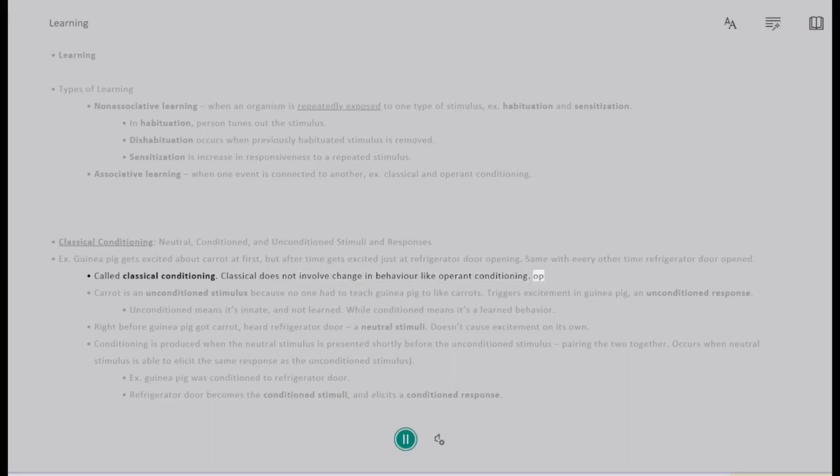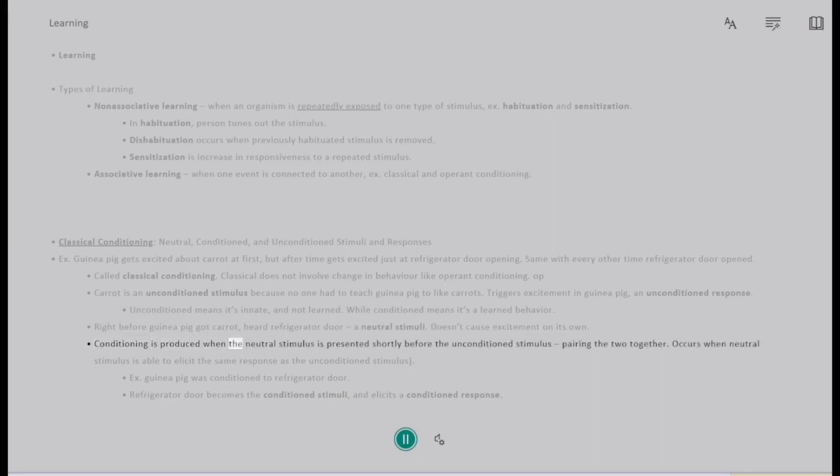The carrot is an unconditioned stimulus because no one had to teach the guinea pig to like carrots. It triggers excitement in the guinea pig, an unconditioned response. Unconditioned means it's innate and not learned, while conditioned means it's a learned behavior. Right before the guinea pig got the carrot, it heard the refrigerator door, a neutral stimulus. It doesn't cause excitement on its own.